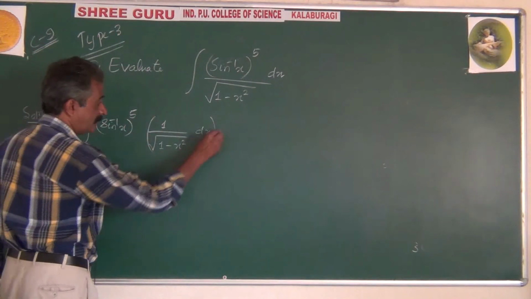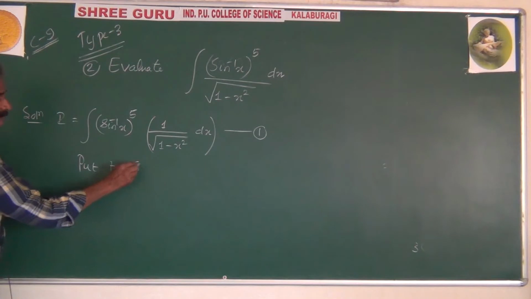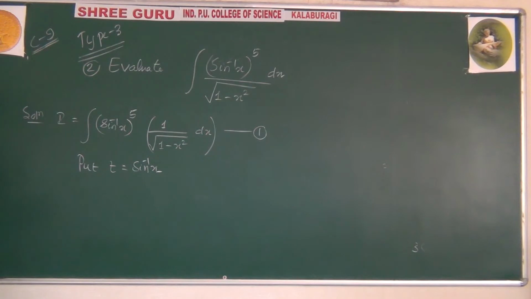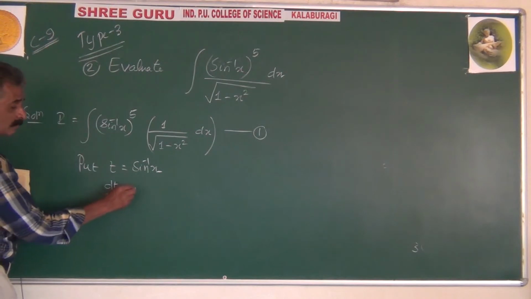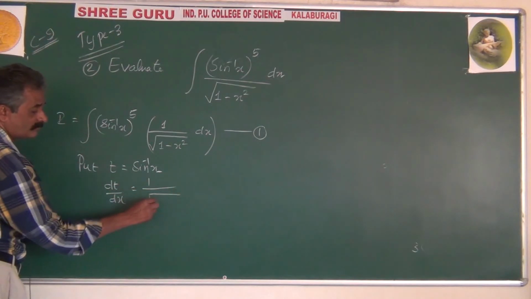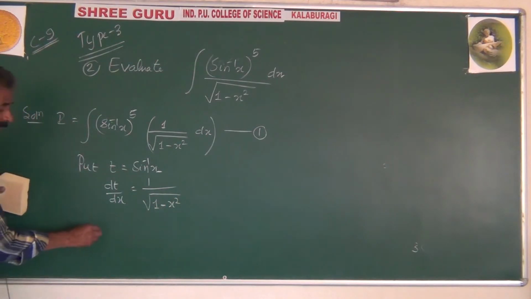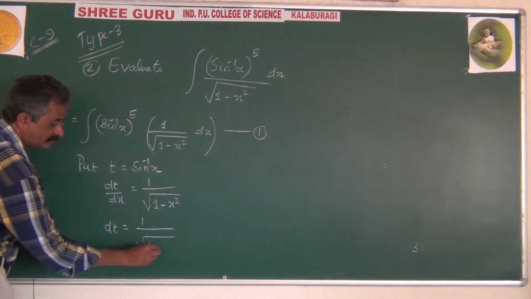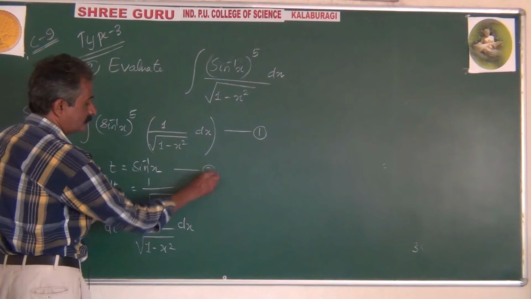That's our idea. Now we shall put t for the function sin inverse x. Put t equal to sin inverse x. That's appropriate. After this, differentiate: dt by dx equals 1 by root of 1 minus x square. Cross multiply: dt equals 1 by root of 1 minus x square dx. So this is 2, this is 3.